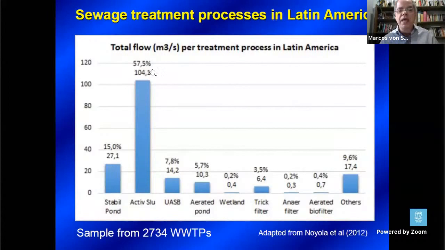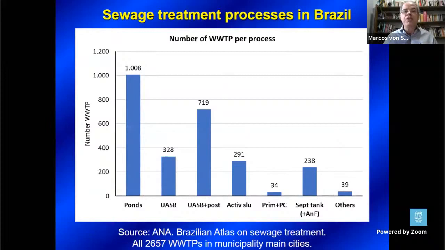Okay, how is the situation in Brazil? So this is the specific statistics in Brazil, and this slide will be important because it will guide us in the presentation of what we think are the major wastewater treatment processes that are applied in Brazil and that can also be applied in other warm climate areas in that tropical and subtropical zone I showed you. So stabilization ponds and their different variants, okay, they are also very important in Brazil.